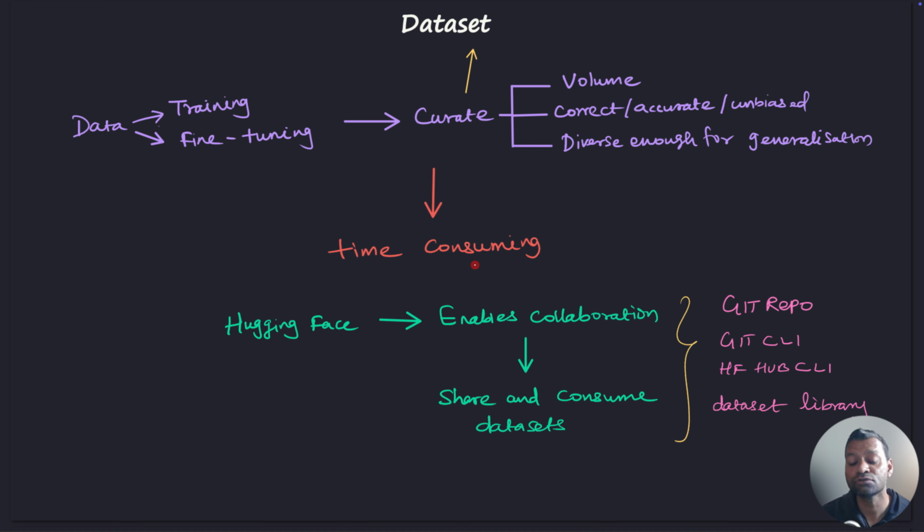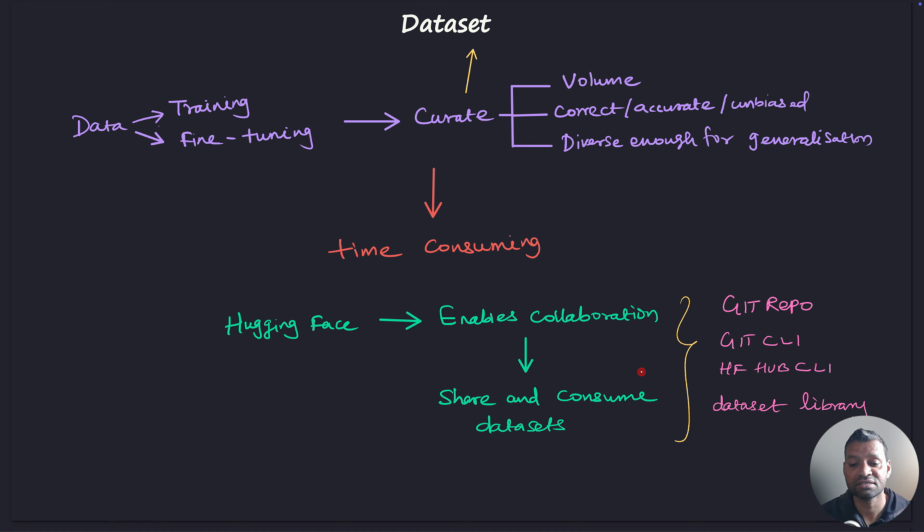So a better option would be to use other AI developers' data if the data is suitable for your training process. And this is what Hugging Face enables us to do. It enables collaboration. You'll be able to share your dataset with others, so they'll be able to use your dataset without curating it from scratch. And also, you can consume someone else's dataset as long as it is suitable for your AI training.